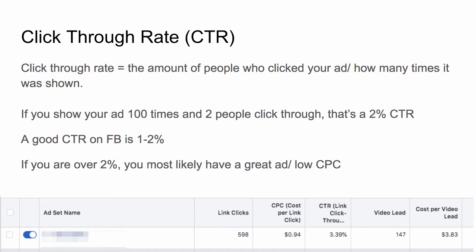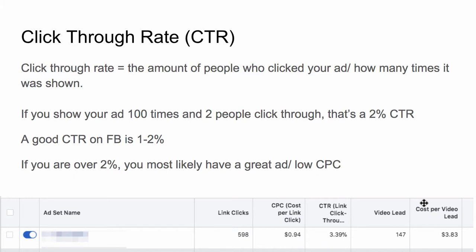That means people actually clicked through, because Facebook will also show you the click-through rate based on people who liked your page or who liked the advertisement, but we're not as much concerned with that. Now, if you're over a 2% click-through rate, that means more than 2 out of 100 people are going to click through your ad and go to your landing page. You most likely have a great ad and a low cost per click. We're going to get to cost per click.